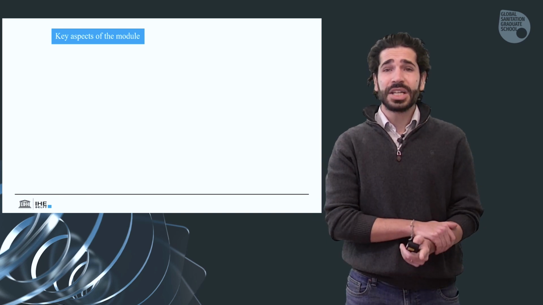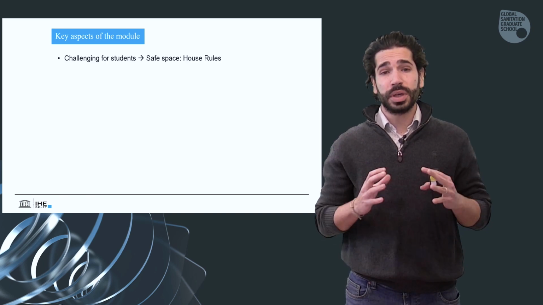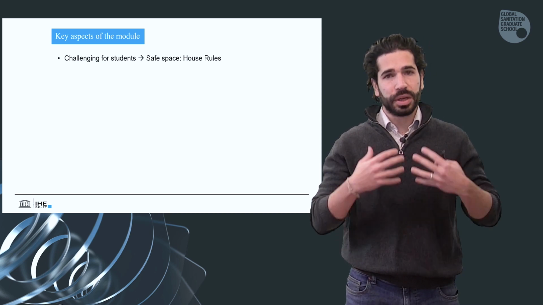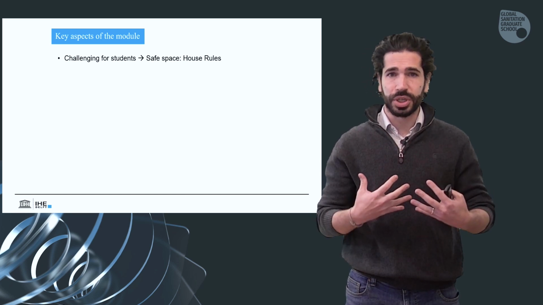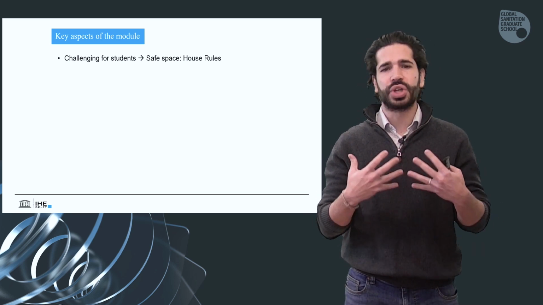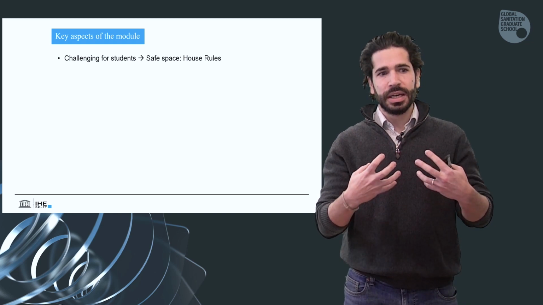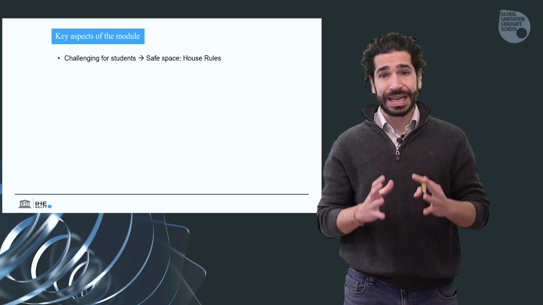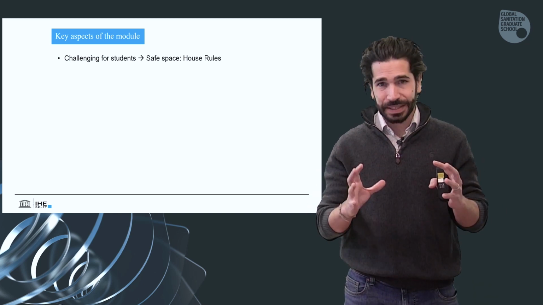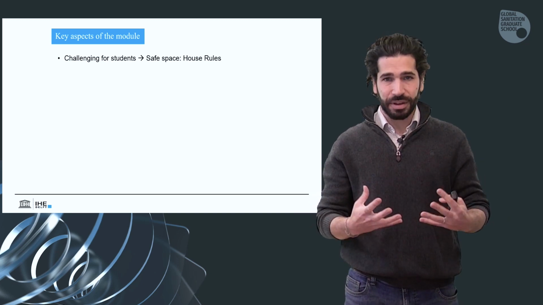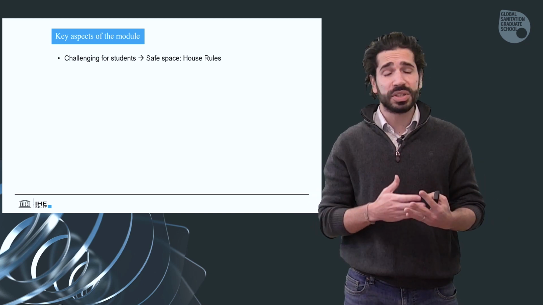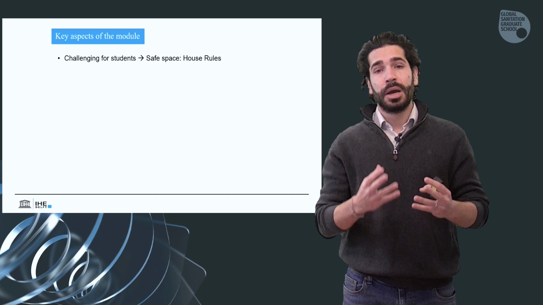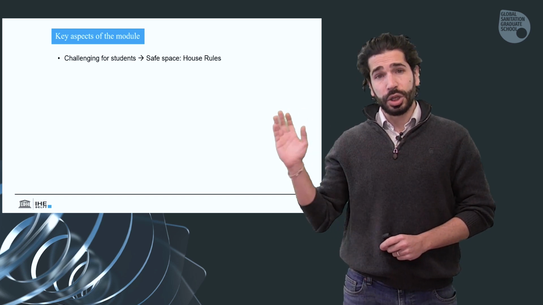So, key aspects to consider for this module. The first one is, it can be quite challenging for the students. What do I mean by this? There will be a lot of discussions about personal subjects and weaknesses and goals and dreams and things that get very emotional for some students. And so it's very important that you, as lecturer, ensure that you establish a space where our students feel safe and comfortable to express these things, because these are going to be some of the key moments in which they can grow as leaders. So for this, my recommendation for you is use the house rules.